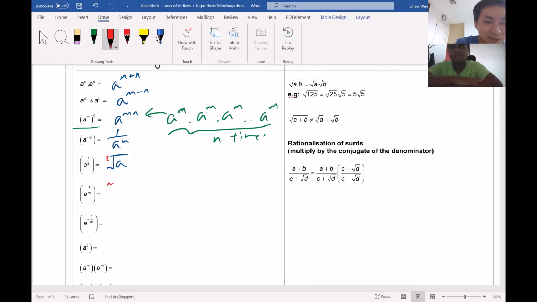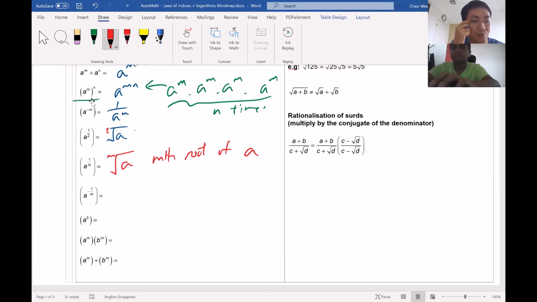So this is like this. What is the small number actually called? It's the m root of a. When it's power 2, it's called square root of a. When it's 3, it's called cube root of a. When it's 5, it will be called fifth root of a, and so on and so forth. And if you have the combination of the previous two laws.